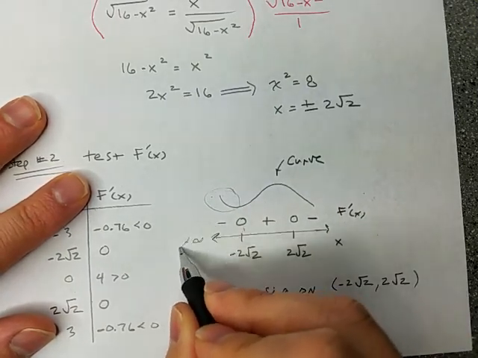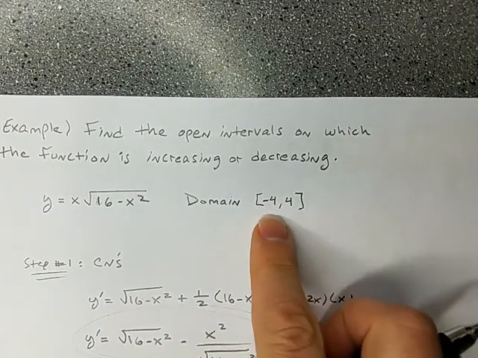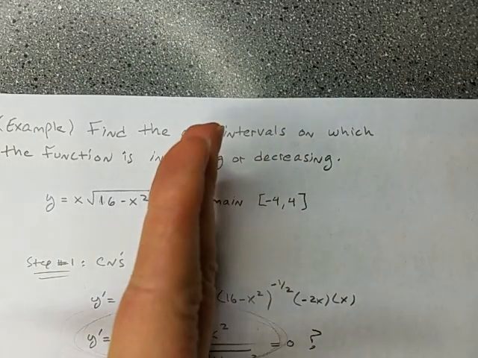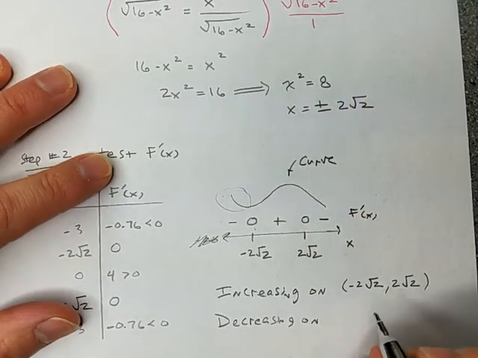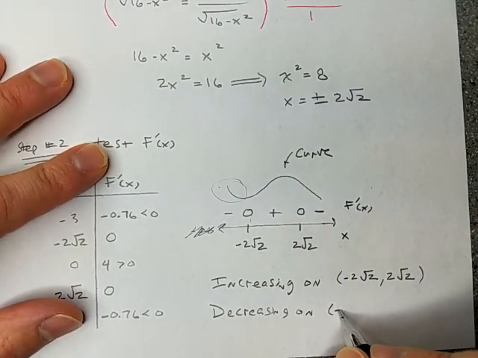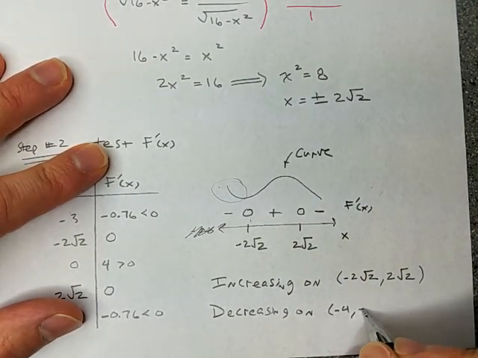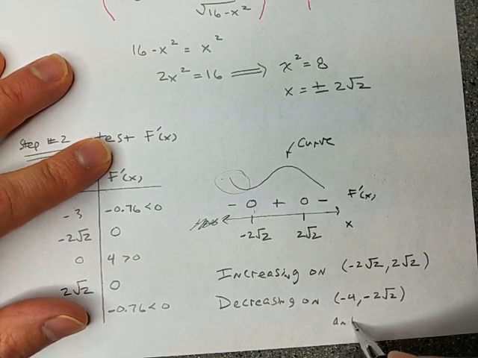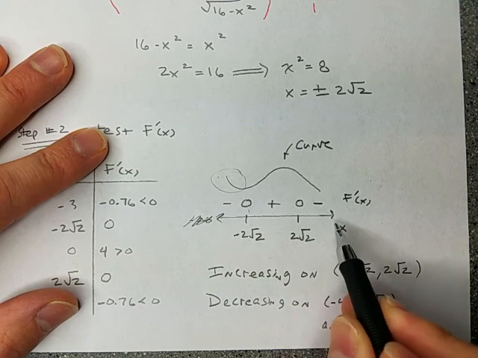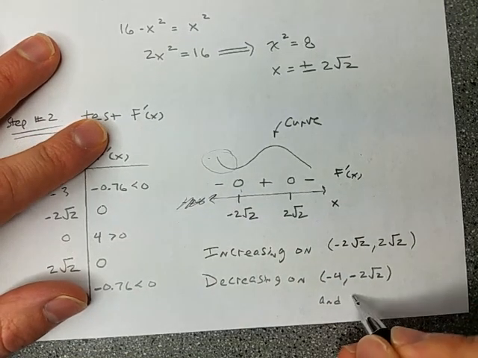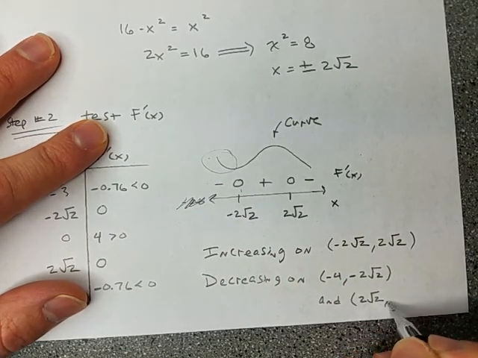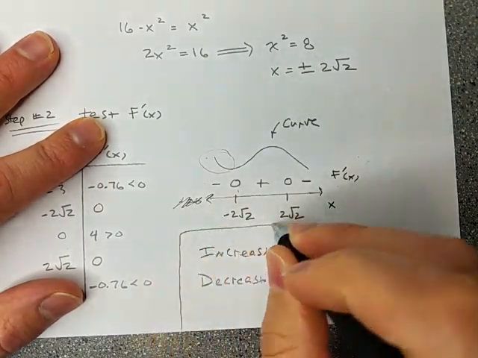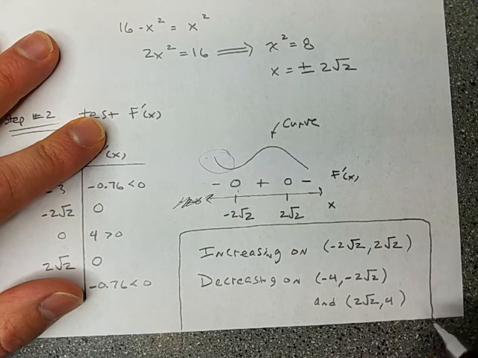Oh, not -infinity. What am I saying? The domain's limited. The curve only exists here. It doesn't exist out left of -4 or right of 4. So I need to say -4 to -2 root 2, and also 2 root 2 to 4. All right. And then that would encapsulate all of the information.